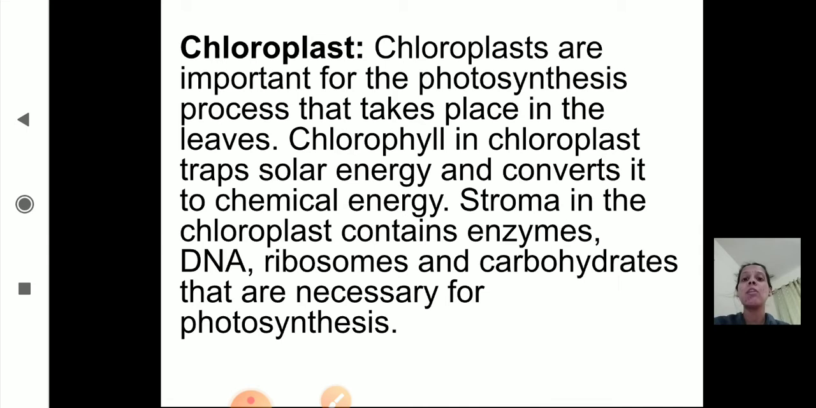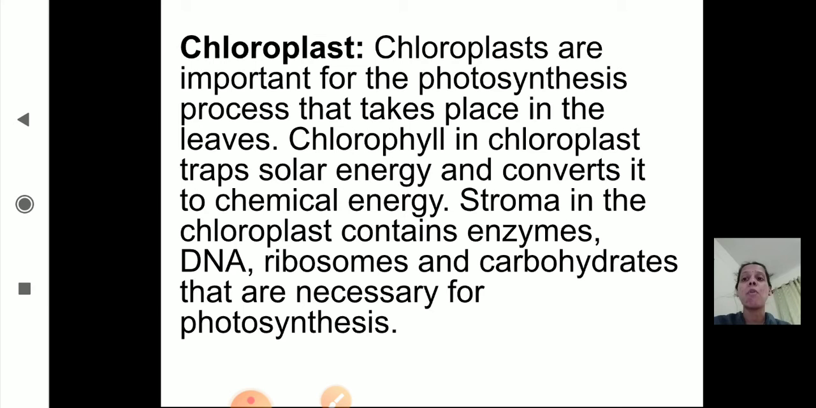Chlorophyll in chloroplast traps solar energy and converts it into chemical energy. The chlorophyll present in chloroplast absorbs the solar energy and it gets converted into chemical energy. Because of this process it is called photosynthesis. Using photosynthesis, plants make their own food. Stroma in the chloroplast contains enzymes, DNA, ribosomes and carbohydrates that are necessary for the photosynthesis process. So this is about chloroplast.